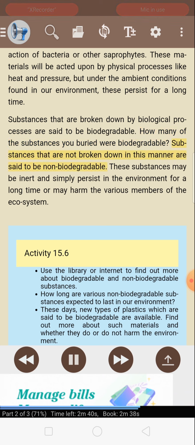Substances that are not broken down in this manner are said to be non-biodegradable. These substances may be inert and simply persist in the environment for a long time, or may harm the various members of the ecosystem. Activity 15.6.